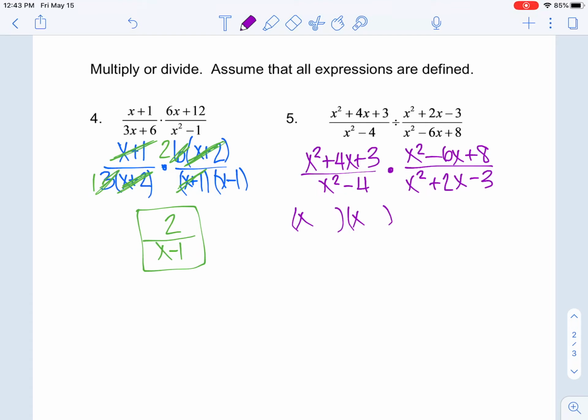We can factor the numerator into 2 binomials. The factors of 3 are 3 and 1, and we want it to add up to a positive 4, so these would both be positive. In the denominator, we have a difference of perfect squares. So we take the square root of the first term, the square root of the last term, and we have 1 plus, 1 minus.